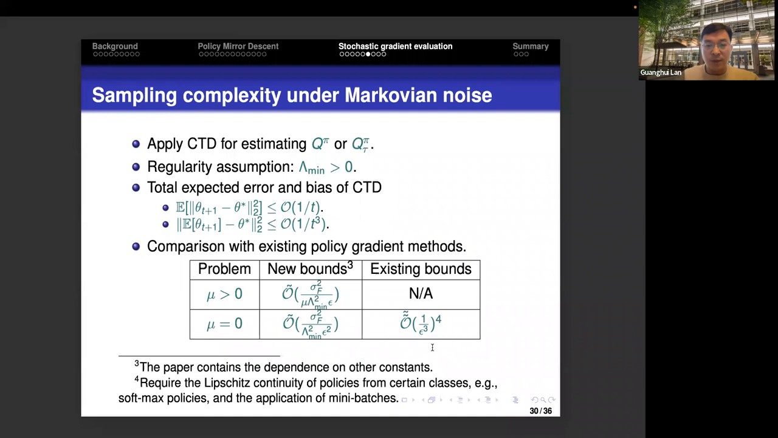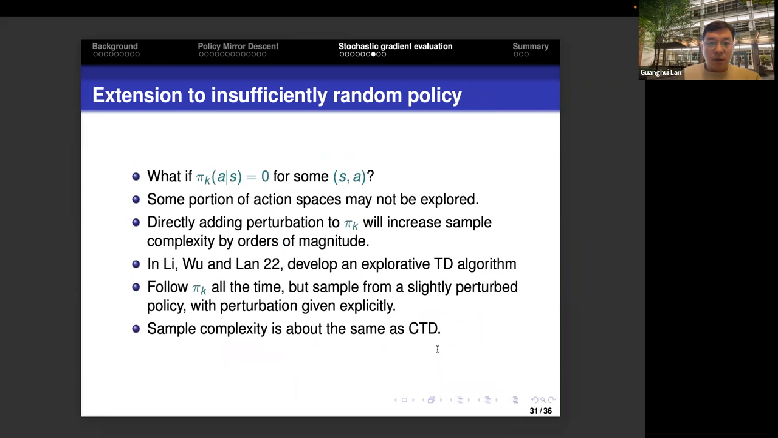So now we can see the sample complexity of gradient type methods can match or even outperform existing algorithms for RL. As we mentioned a little bit earlier, for this temporal difference algorithm, we have assumed that the policy is sufficiently random. That means your pi is always positive. But what if your pi is zero for some state-action pairs?